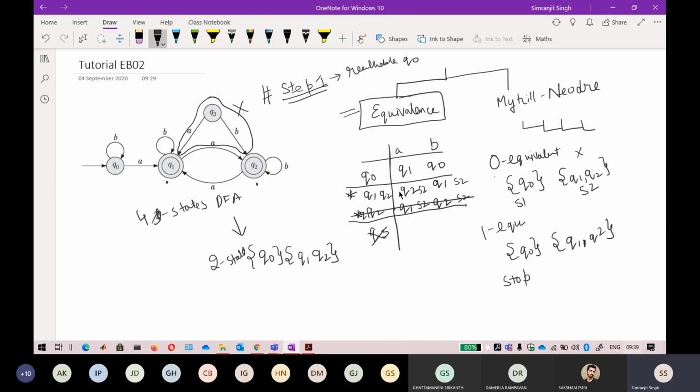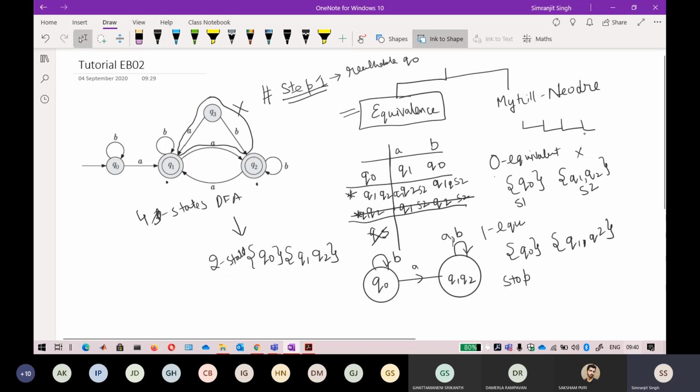You delete it, and that will be your Q1, Q2, Q2, Q1. So it will be like this: on Q0, on A it will be going towards Q1, Q2. On B it is staying, and on A and B it is staying at this. I think this will be your final output. Let me confirm if it is the right one. Yeah, absolutely. Just keep that in mind. The final state is this.